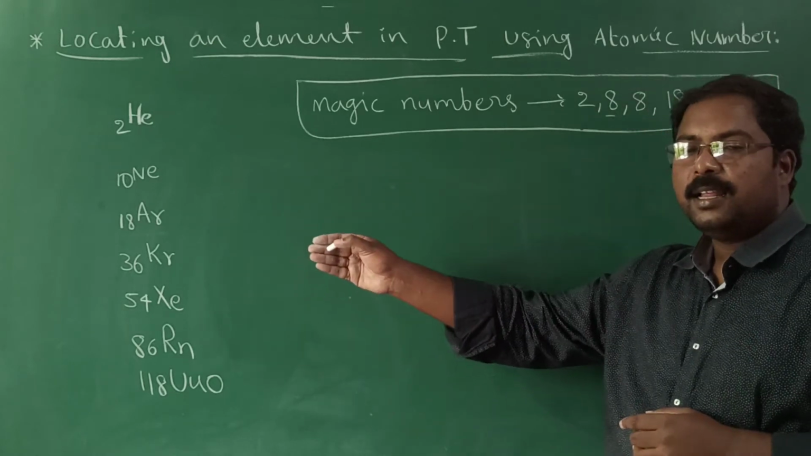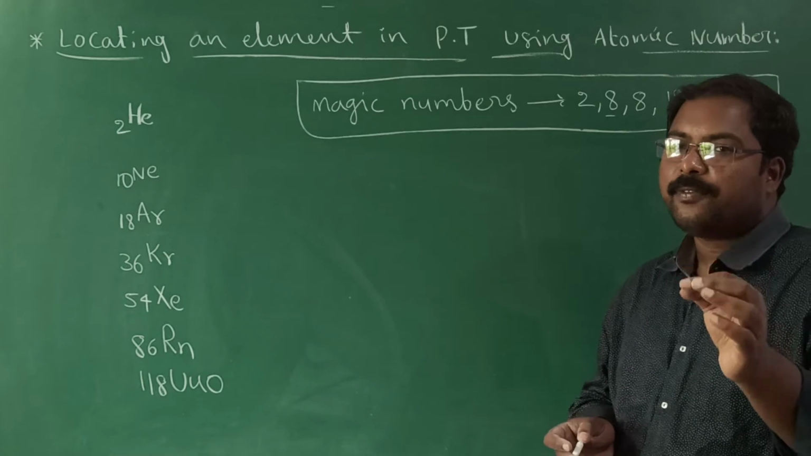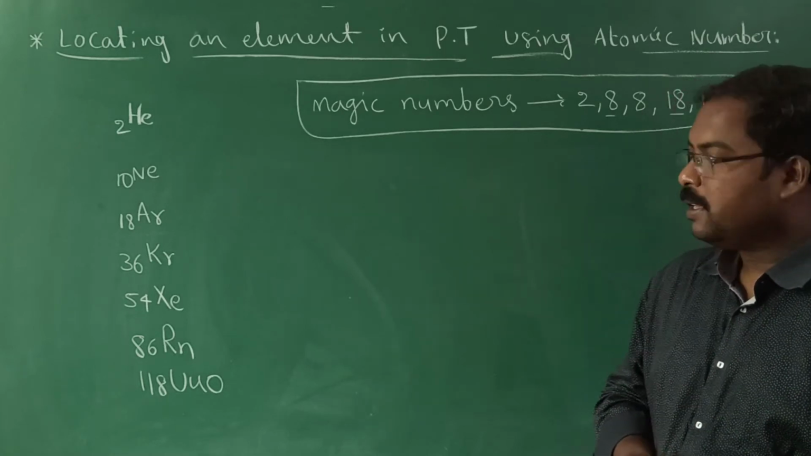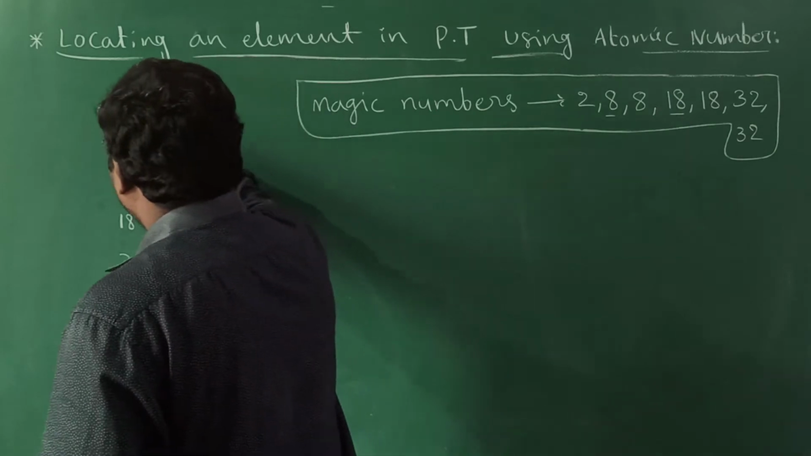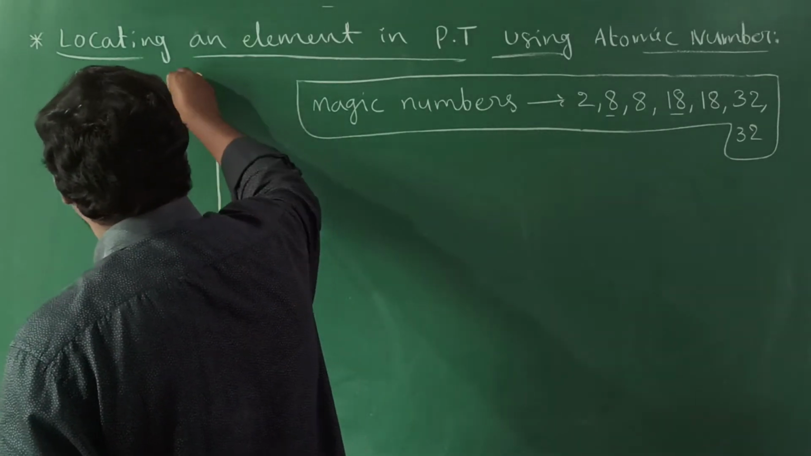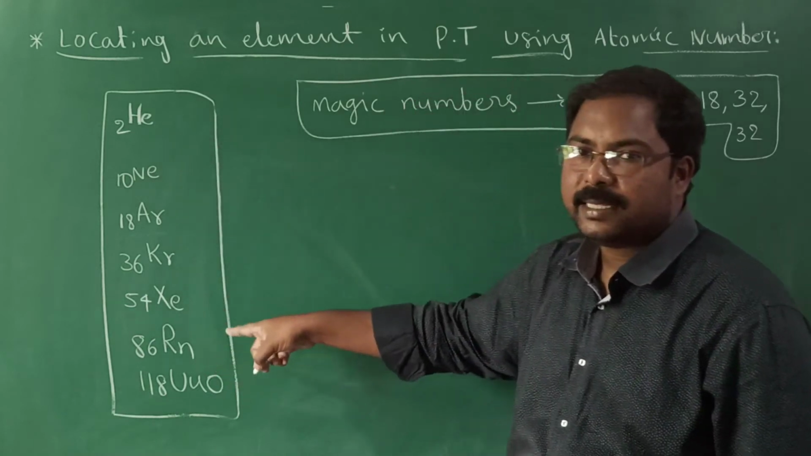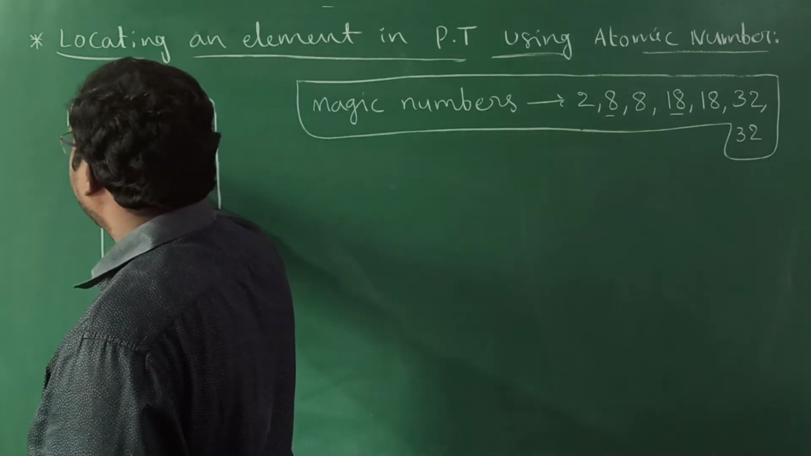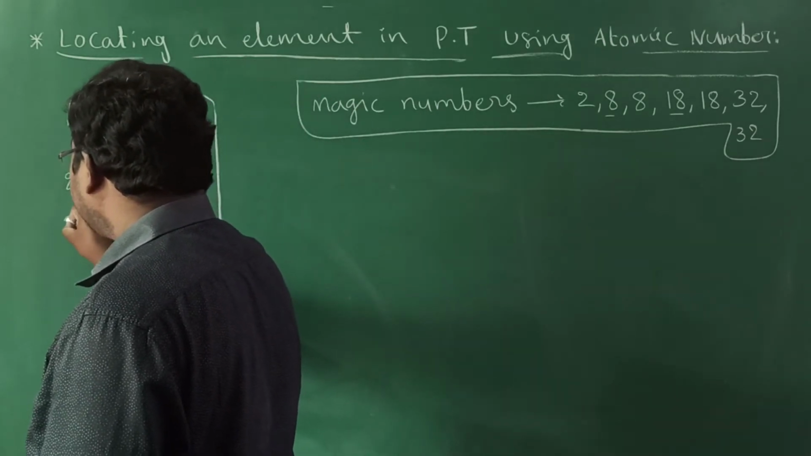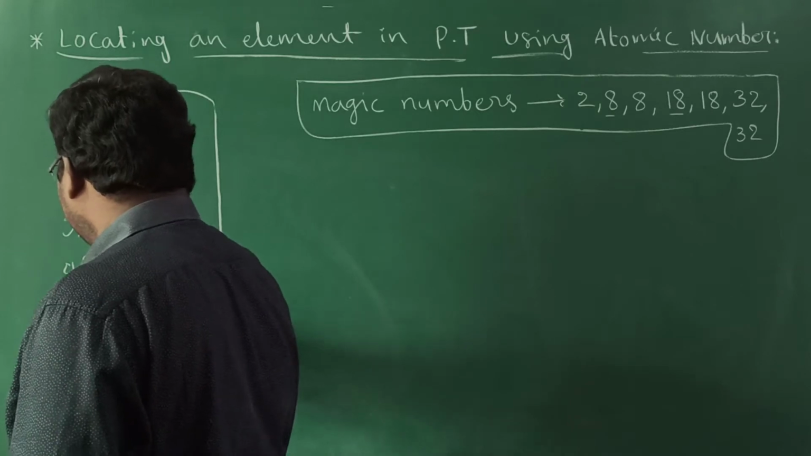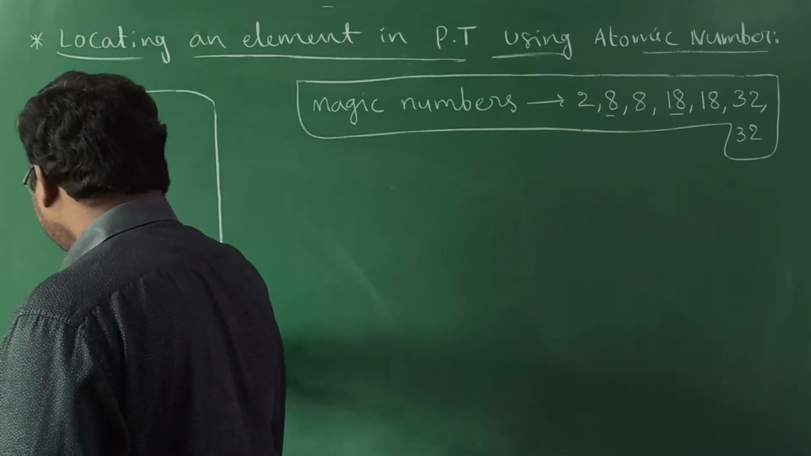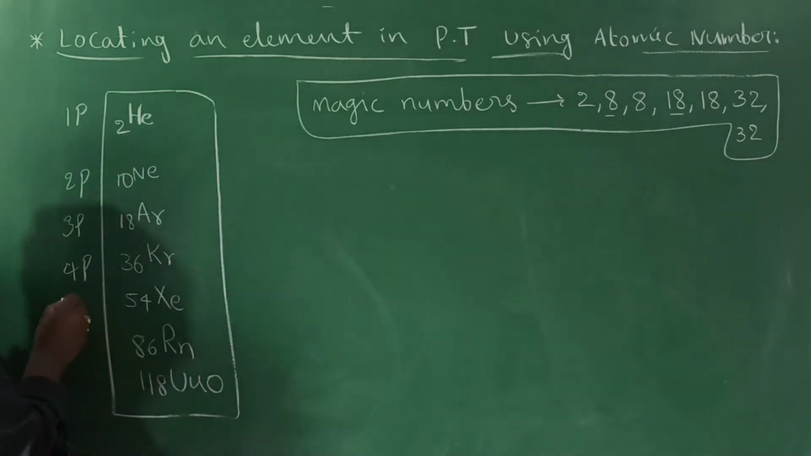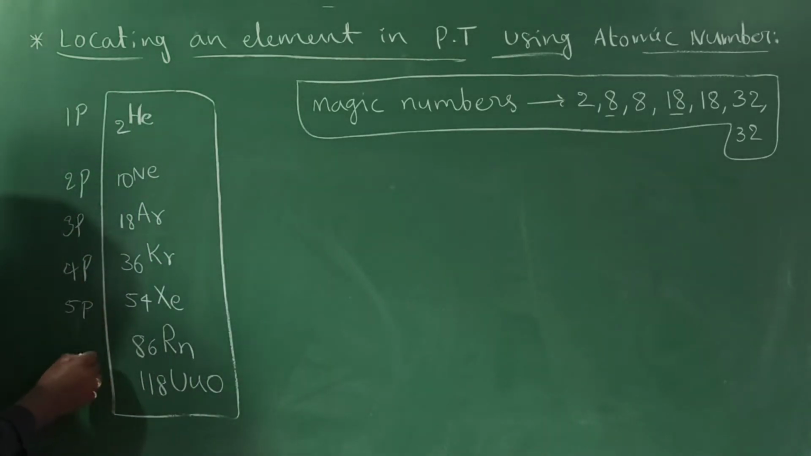Using this knowledge, now we can find the location of an element in the periodic table. Okay. But what knowledge do we need? We should have an idea about the noble gases' atomic numbers. And we know this belongs to the first period. This is the second period, third, fourth, fifth. Xenon belongs to the fifth period, this belongs to the sixth period, and 118 belongs to the seventh period. Okay.